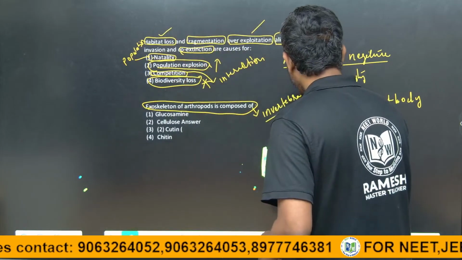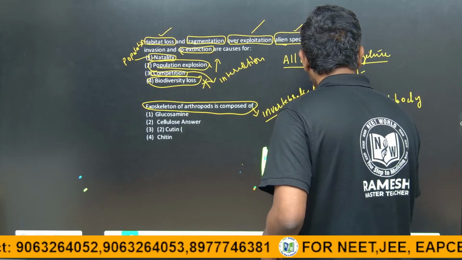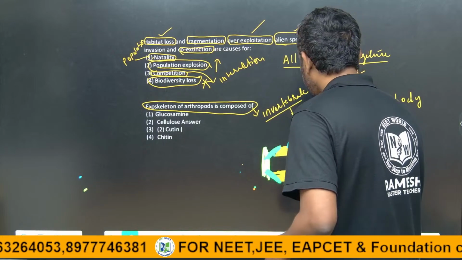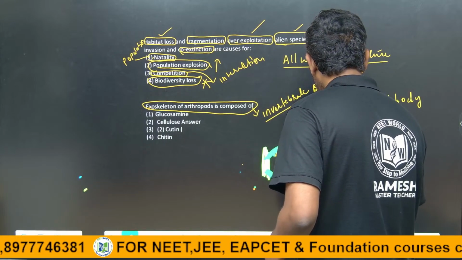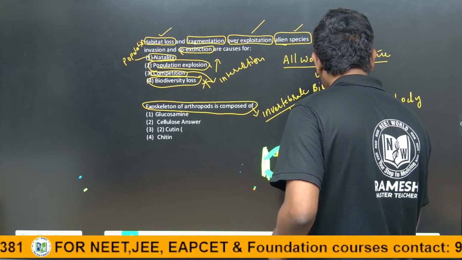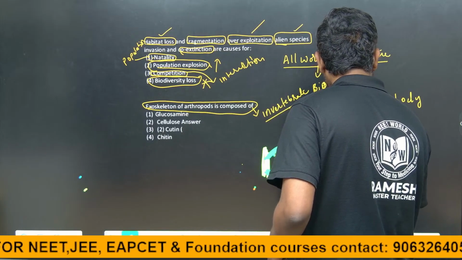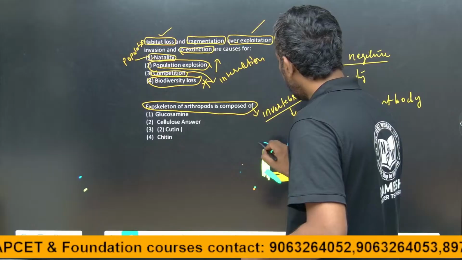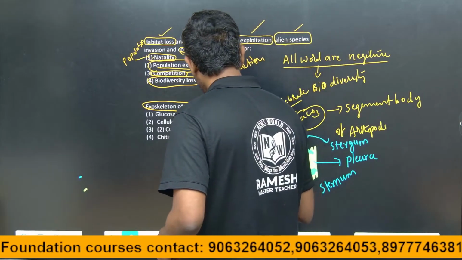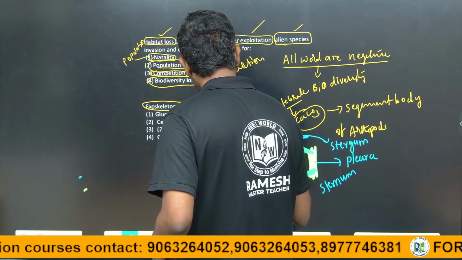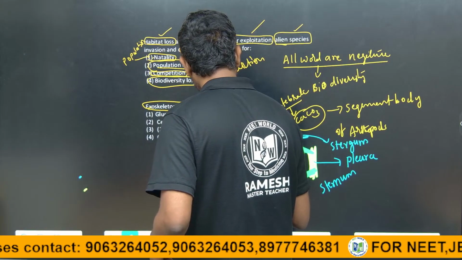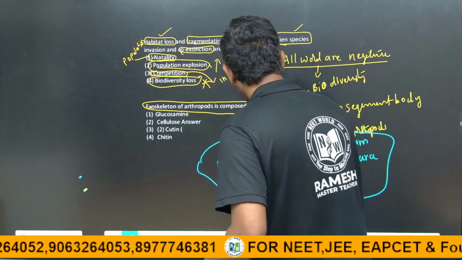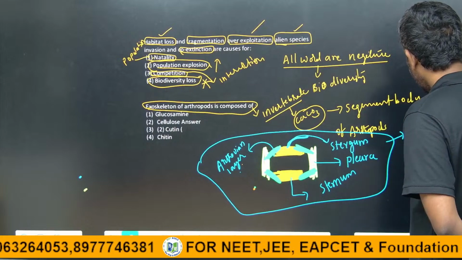This is the ventral part of the plate, we can call sternum. The dorsal part of the plate we can call tergum. The side parts we can call pleura. They are connected by the arthrodial layer. This whole thing we can call exoskeleton, guys, exoskeleton.